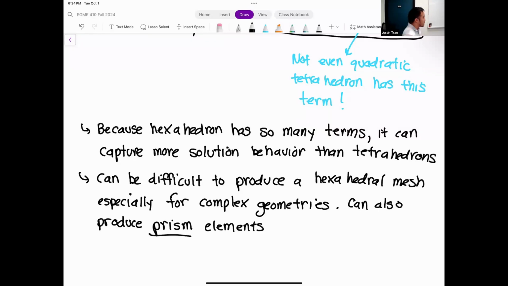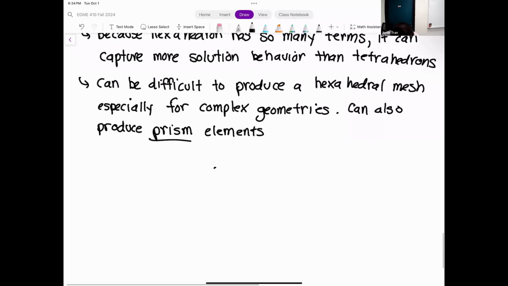So prism elements aren't bad. Sometimes, just the way that ANSYS displays it to you, it makes you think, oh no, I have 13% prism elements, and so this is a bad thing. Prism elements aren't bad at all, right? So a prism looks something like this, an element that looks like this.